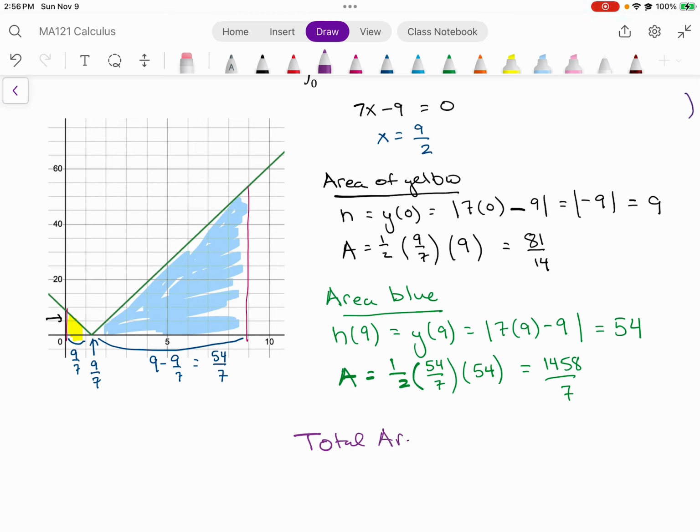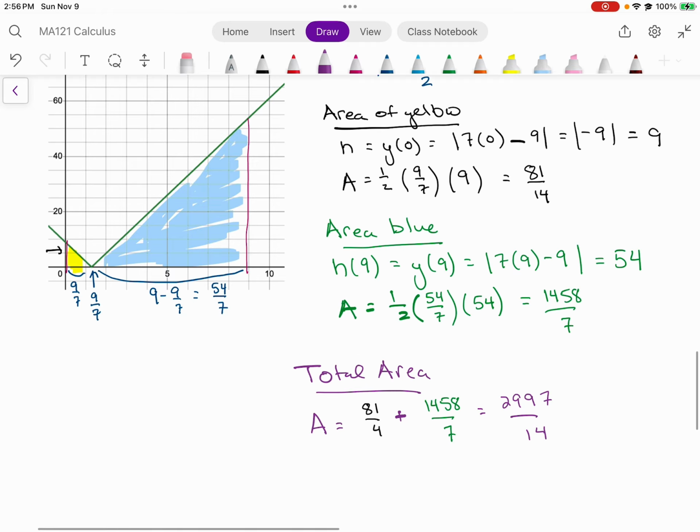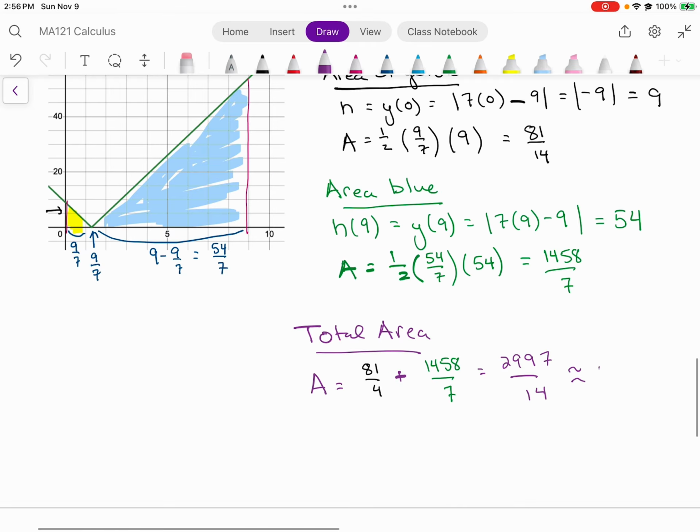And now the total area is going to be the yellow plus the blue, and that is going to be 81/14 plus the area of the blue, which was 1,458/7. And when you add those together, you get 2,997/14, which is approximately 214.07.